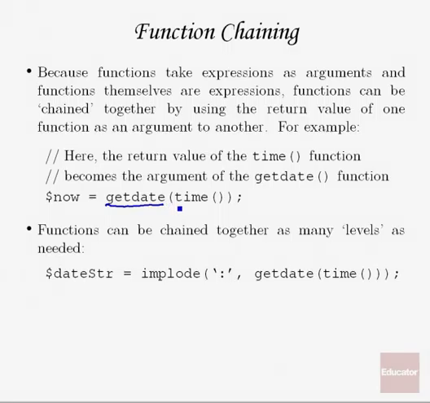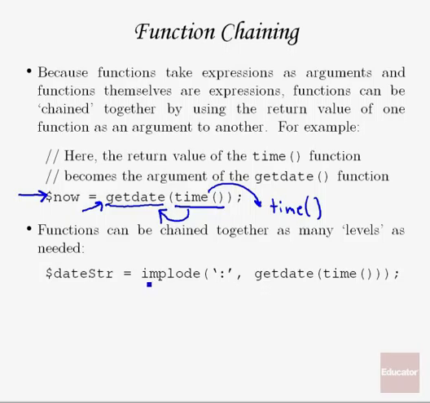So what you can do is use the time function, which creates a timestamp, as the argument to the getDate function. What happens in this case, when this line gets evaluated, is PHP goes to evaluate this function, and then it sees that its argument is a function itself. So it goes out, finds the time function, and executes it. Whatever value that returns, it then passes into getDate, and getDate uses that to produce its output. And functions can be chained together many levels deep as needed.